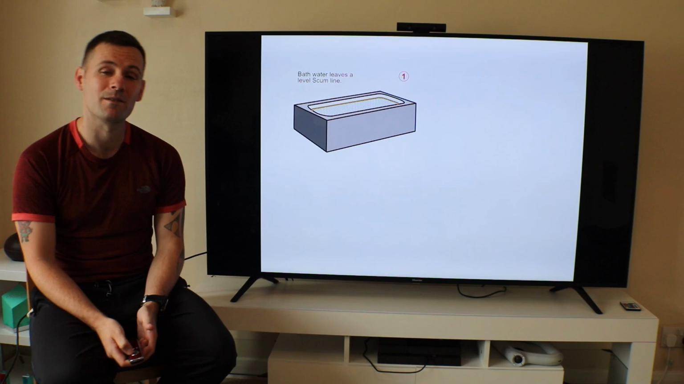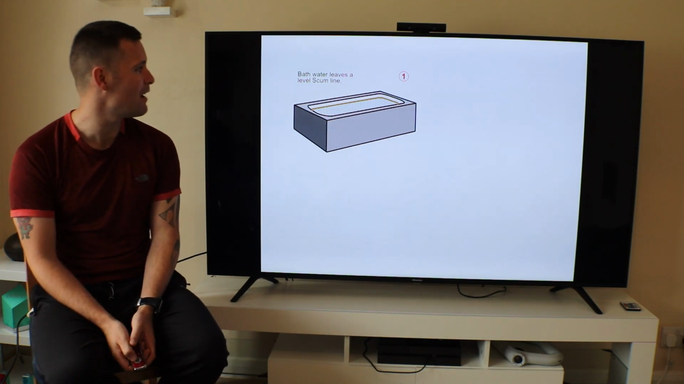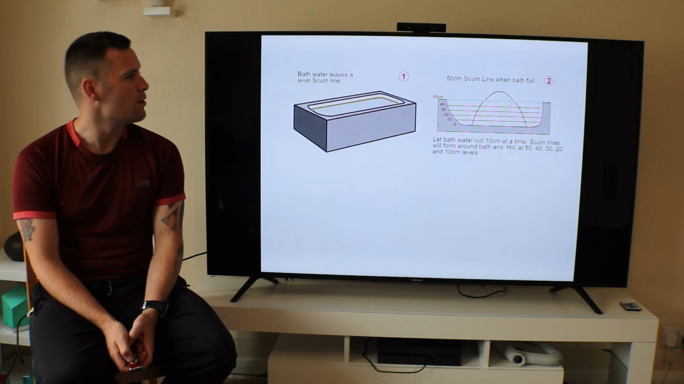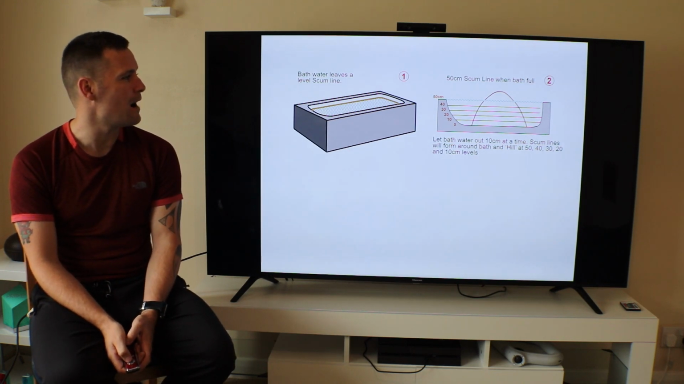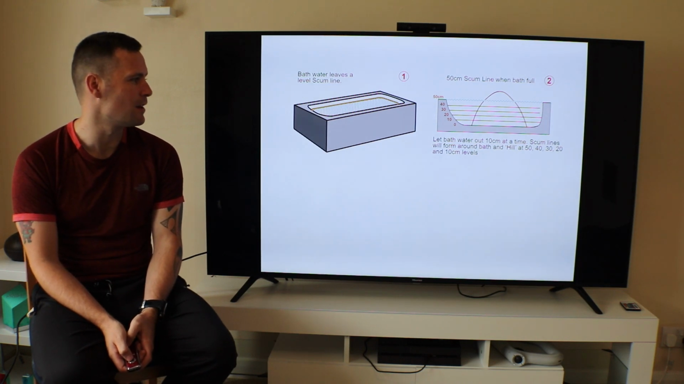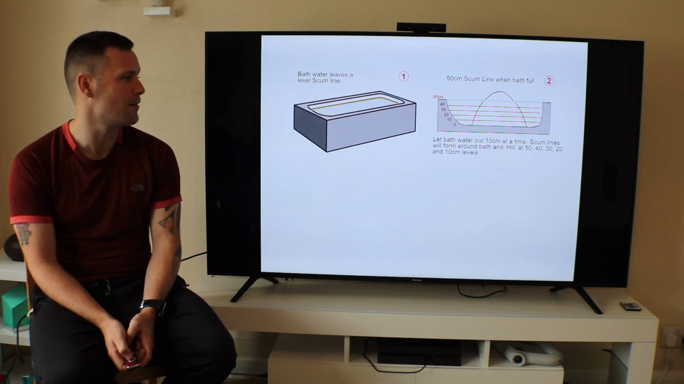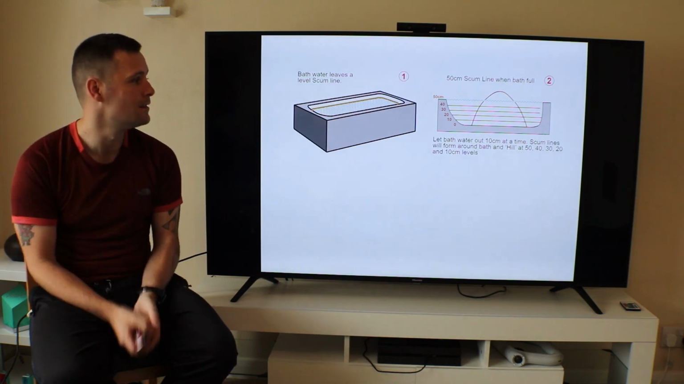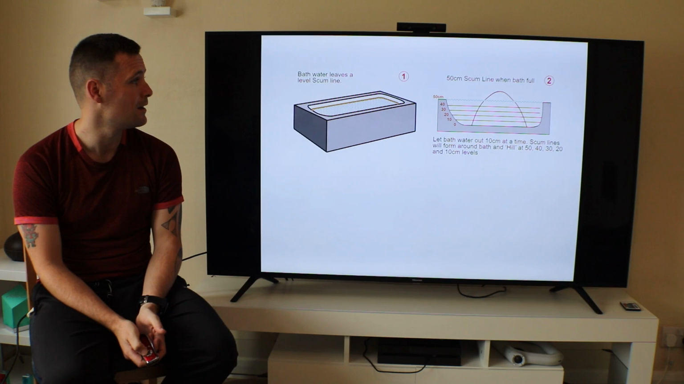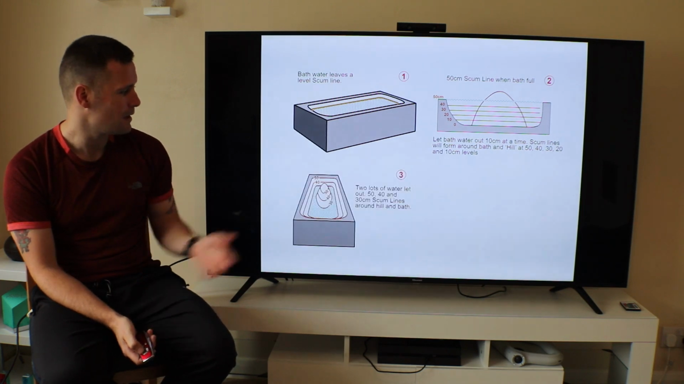So here's the bath analogy I was talking about before. Bath water leaves a level of scum line. So there's a 50 centimetre scum line when the bath is full. Let the bath water out 10 centimetres at a time, and scum lines will form around the bath at 50, 40, 30, 20 and 10 centimetres, and that's where we get our contours from.